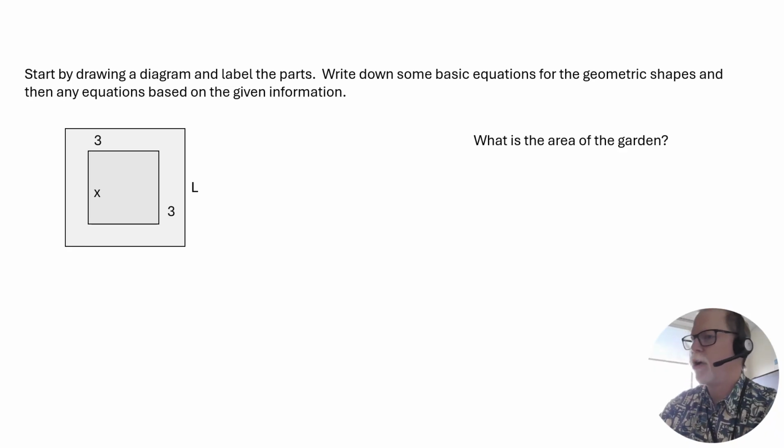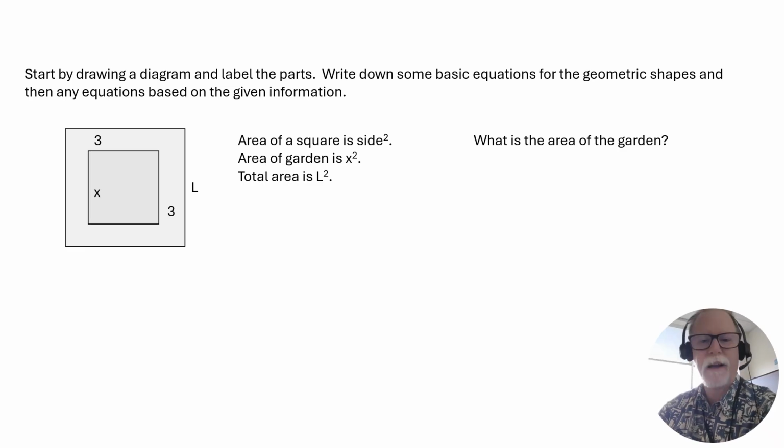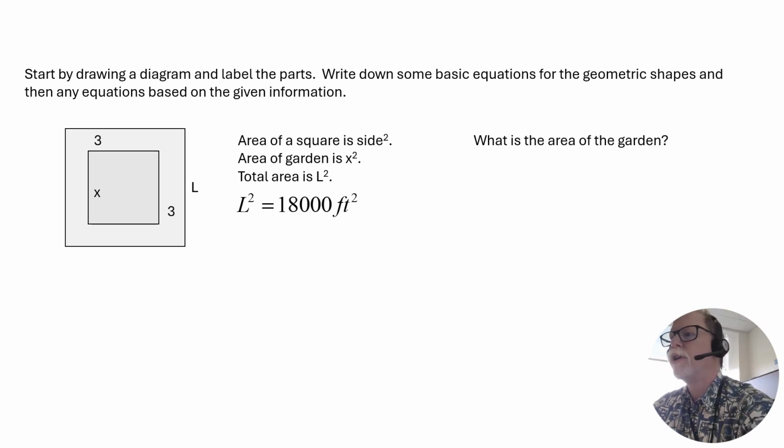So start putting together just some basic equations that you know. So some of the basic geometry things you need to know, area of a square like that. And we're using the letter X instead of side or S. And then the total area. So we've got two different squares and two different areas. So make a distinction with those. We're also given information that total area is 18,000 square feet. So I labeled that over there.